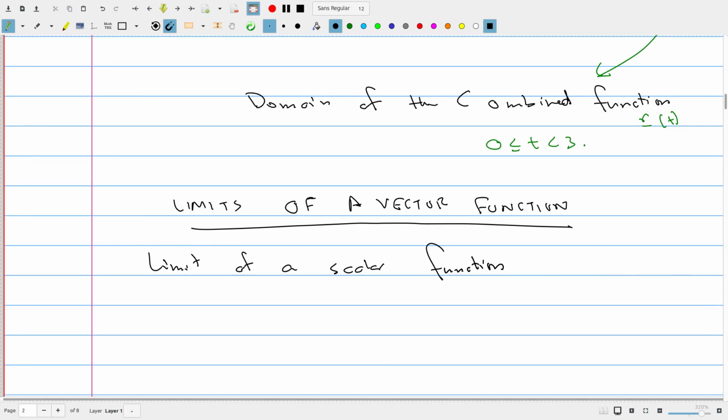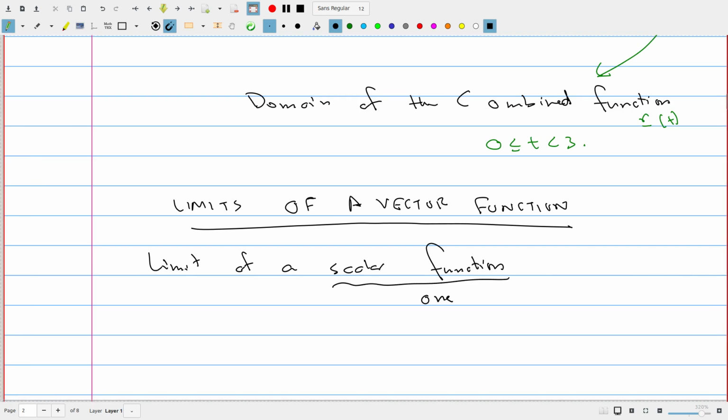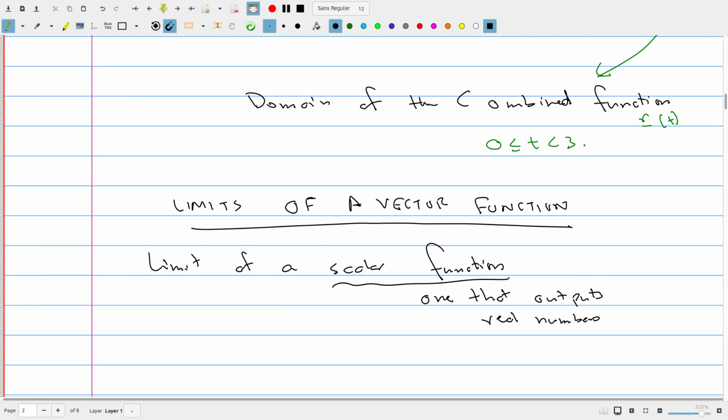Meaning one that outputs real numbers. We looked at this limit in terms of the epsilon delta definition. We saw how these limits are defined in terms of epsilon delta. So now we define the limit of a vector function.